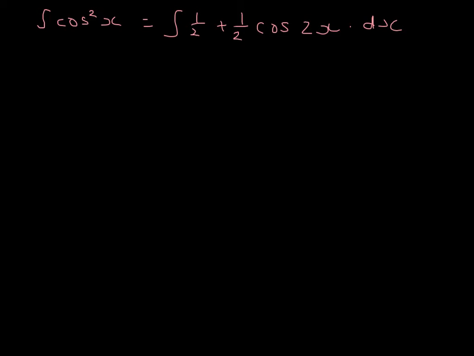So that's from the last lesson, that's what we found. And now we need to integrate that. So the integral of a half is a half x. Now let's work from the middle. The integral of cos is sine, so we know there's going to be a sine there, and the 2x just follows.